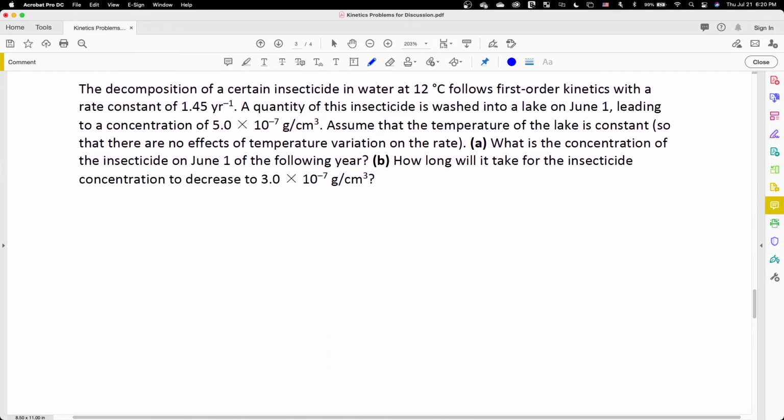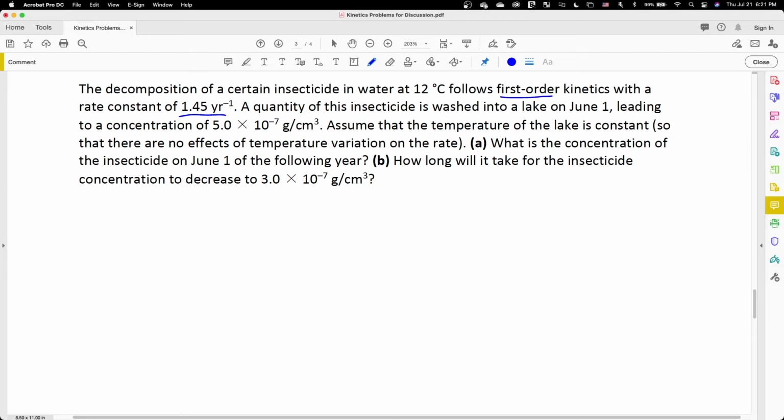The next question says the decomposition of an insecticide in water at 12 degrees Celsius follows first order kinetics, right? What does that mean? That means doubling the concentration will double the rate, with a rate constant of 1.45 per year. Wow, they gave us the rate constant already.